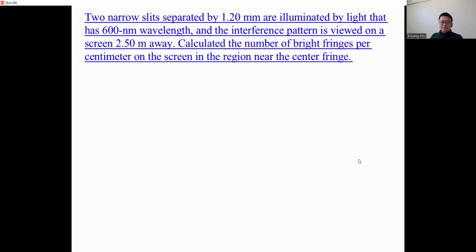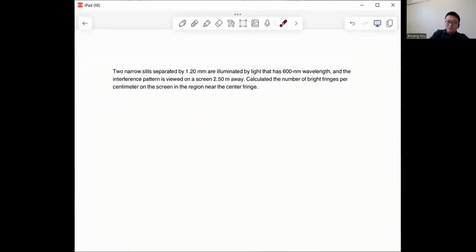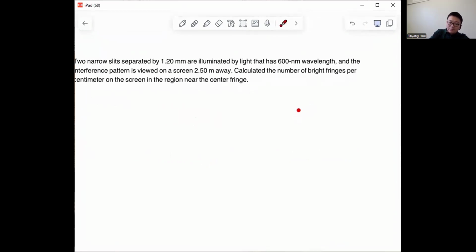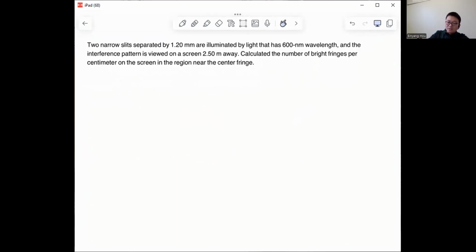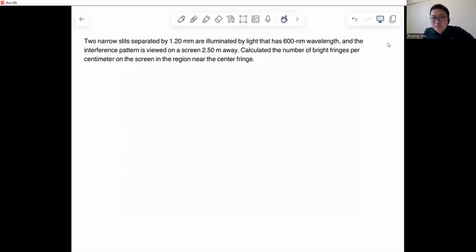All right, let's take a look at the example here. So this one says, two narrow slits separated by 1.2 millimeters are illuminated by light that has a wavelength of 600 nanometers. So we can sketch this one here. There are two slits, and the slit separation, that's d.